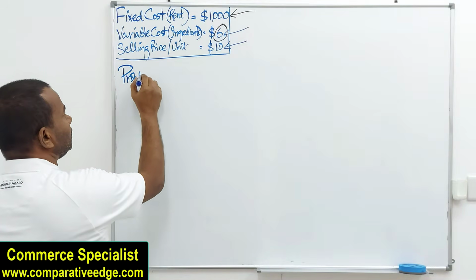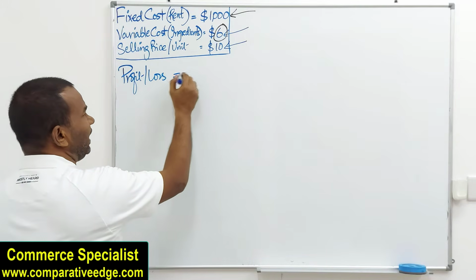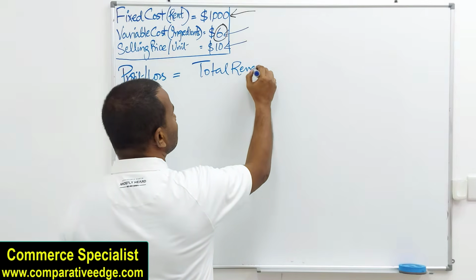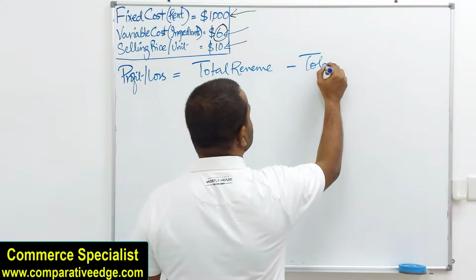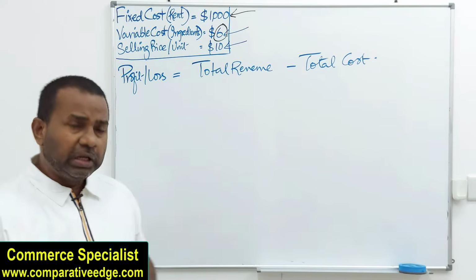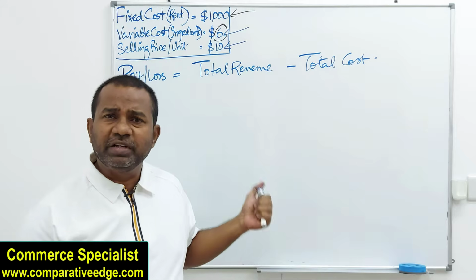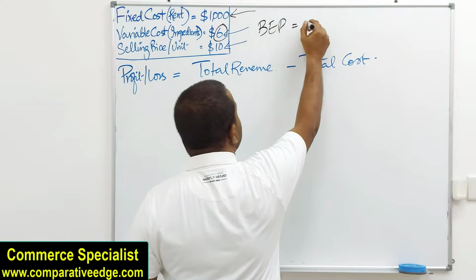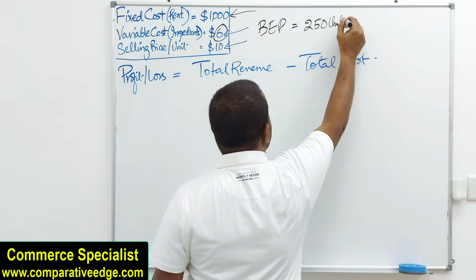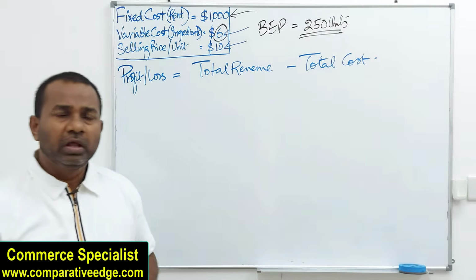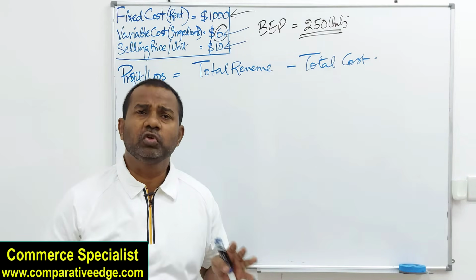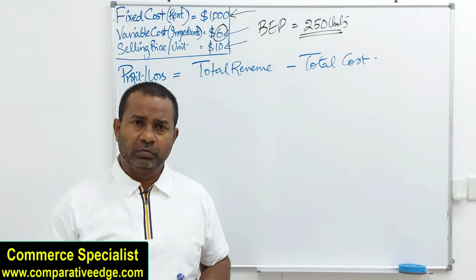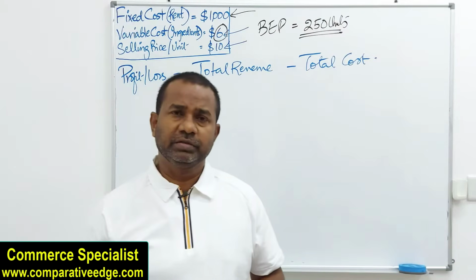Profit or loss is actually equal to total revenue minus total cost. Now please remember the working we just did for break-even. We calculated our break-even point to be 250 units. Now I'm just assuming, what if the business makes and sells 200 units? Would the business be in profit or loss? Let's check.